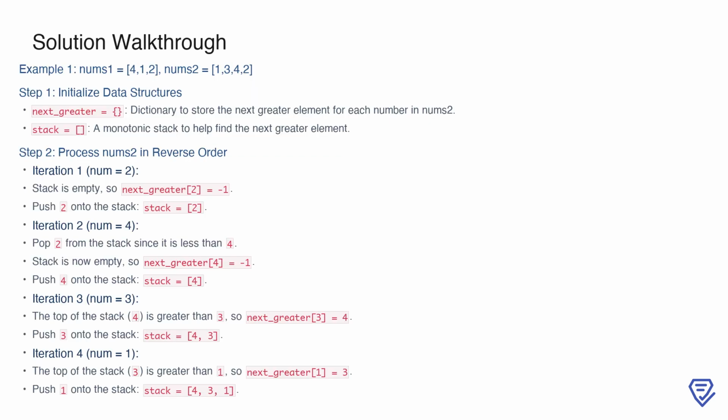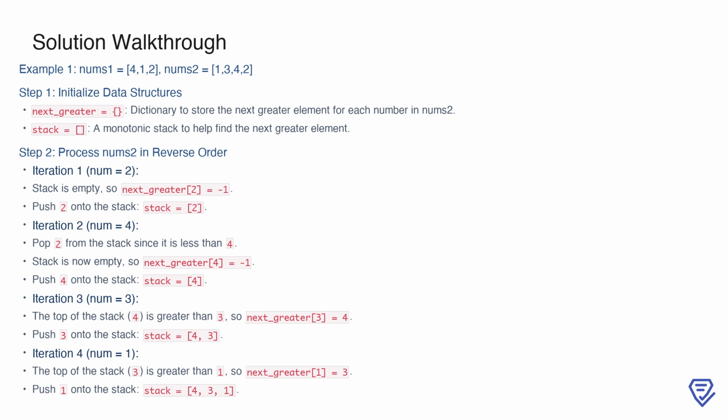To begin solving this problem, we start with the first example, where nums1 is [4, 1, 2] and nums2 is [1, 3, 4, 2]. The goal is to find the next greater element for each number in nums1 based on their positions in nums2. First, we initialize two data structures. The dictionary next_greater will store the next greater element for each number in nums2, and the stack, which is initially empty, will help us track numbers in a monotonic decreasing order.